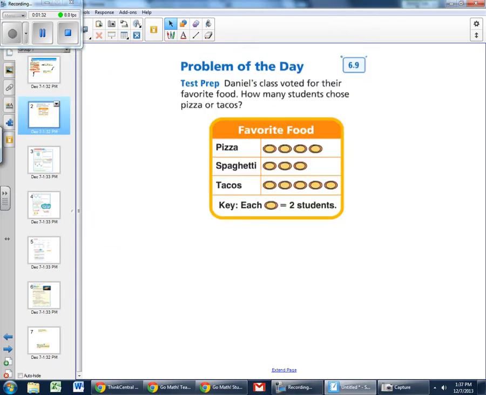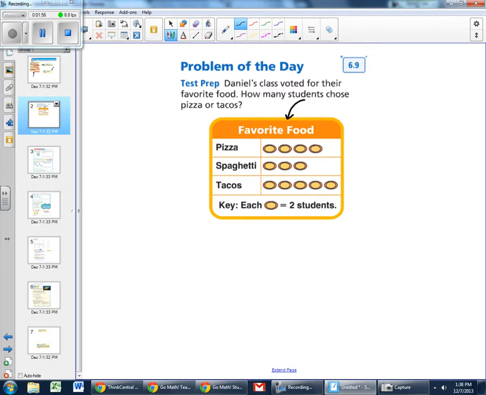Our problem of the day today, I think we'll just talk our way through this so you don't need to do anything in your journal. Your test prep problem: Daniel's class voted for their favorite food. How many students chose pizza or tacos? So again, it is a chart, so we're going to start by looking at the chart to pick it apart and decide what it's talking about.